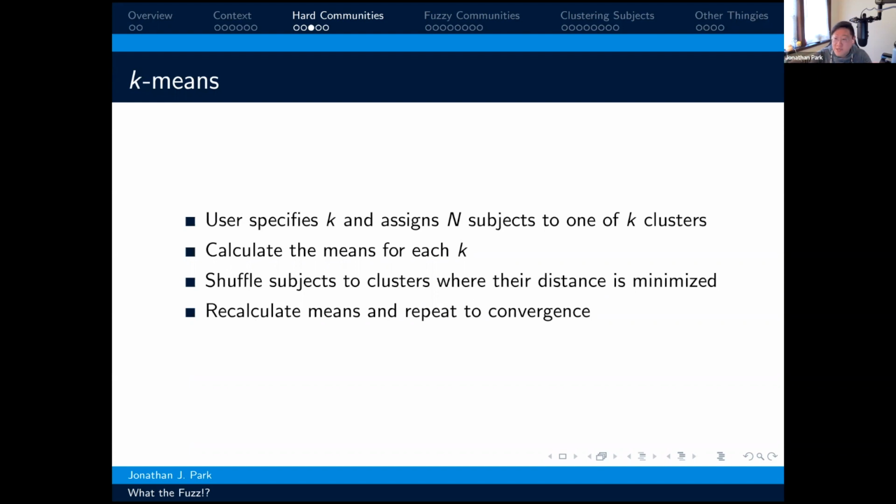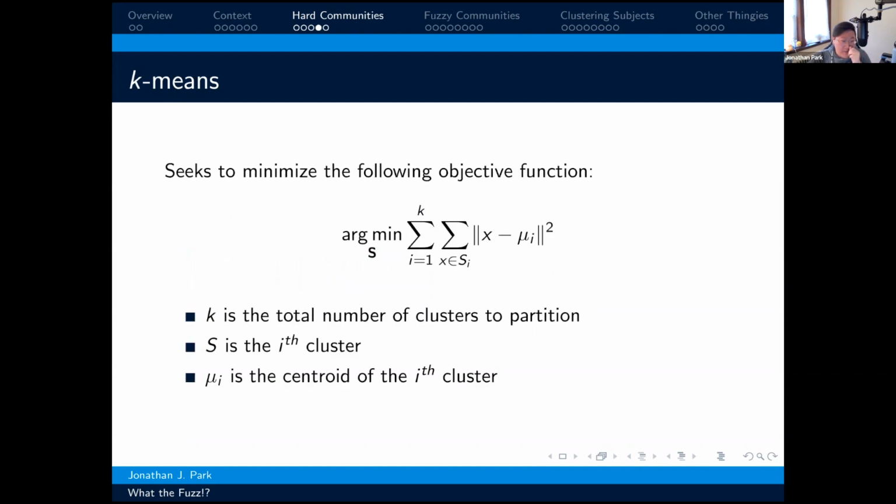We calculate a mean, which is like the distance from each person to every other person. And then we shuffle subjects to clusters if the distance would be minimized by moving them to another community. And we repeat this again and again until we reach some convergence criteria. So in the case of k-means, we're seeking to minimize the objective function, which really is just minimizing the within cluster sums of squares, right? So we're just basically taking the distance from every data point to its centroid.